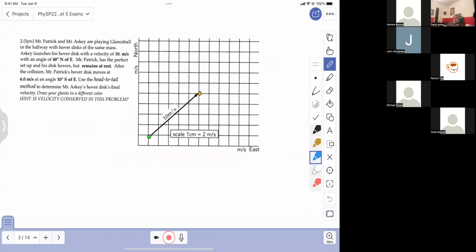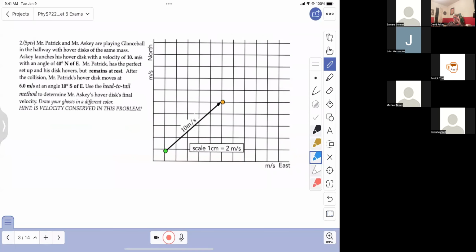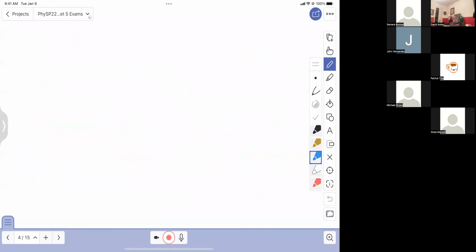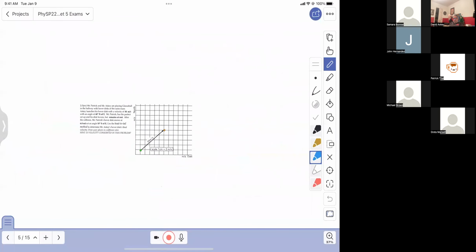We talked about this in class a little bit. Okay, so this is the shortcut, right? We can use the shortcut here. So here we go. Number 2. So we start off with that.